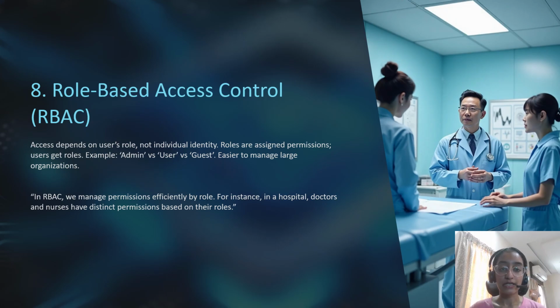In RBAC, permissions are assigned based on roles rather than individuals. For instance, in a company, you might have roles like admin, manager, and employee. Each role comes with a specific set of permissions. When someone joins, they're assigned a role and they automatically inherit those permissions.